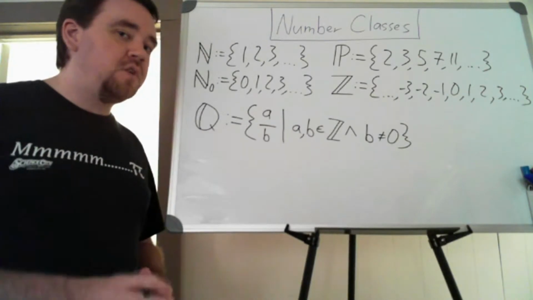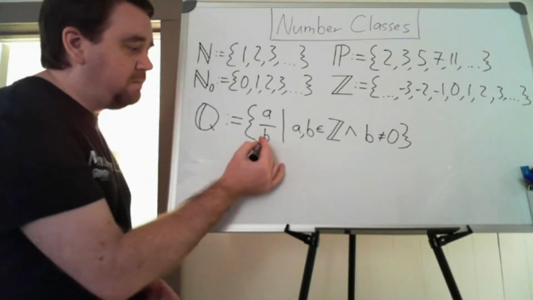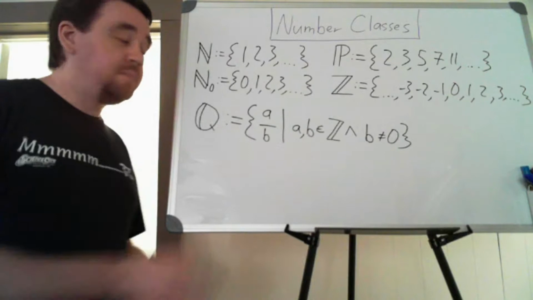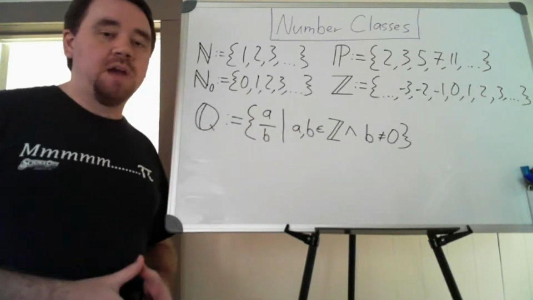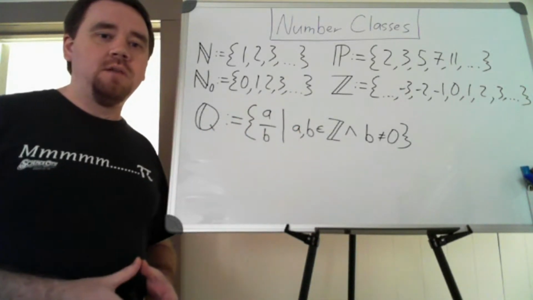Now, something else to notice here, too. If I let B equal 1, then I'm taking any value A and dividing by 1. Well, what happens when you divide by 1?